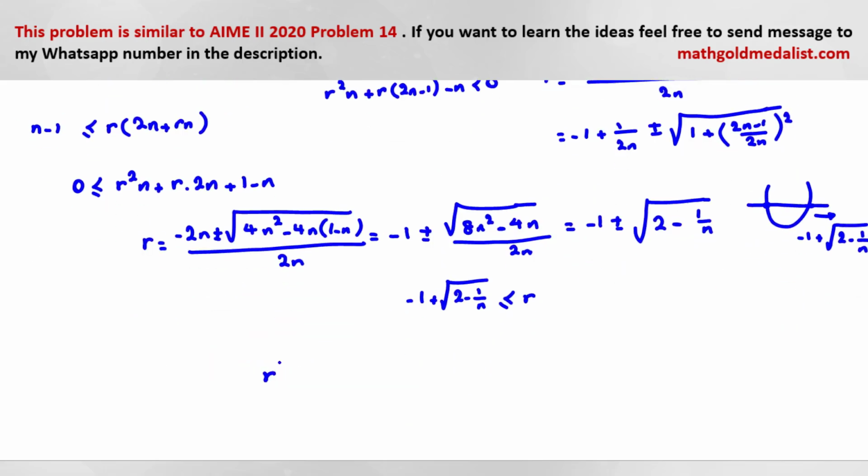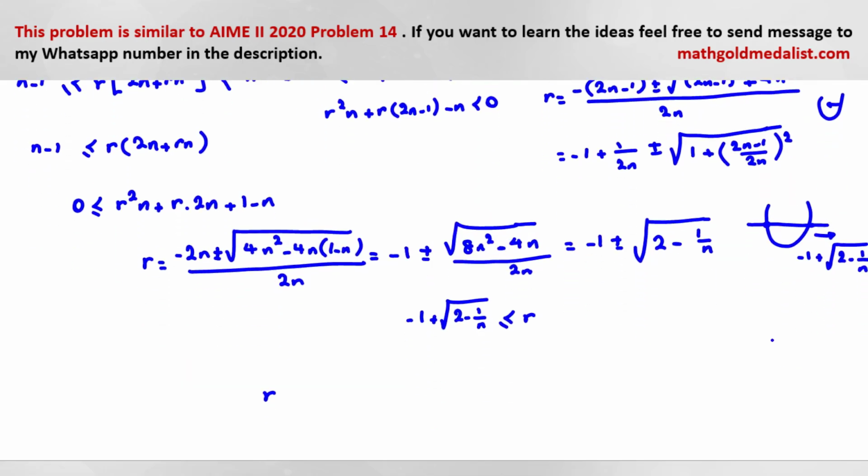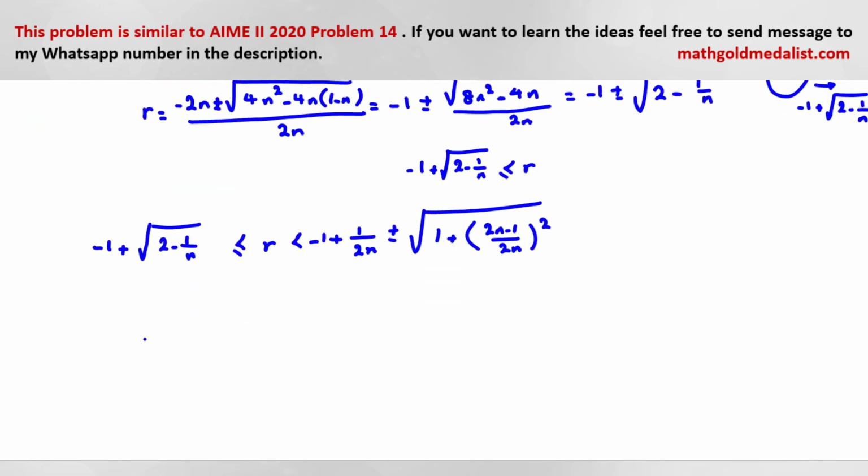Because r is less than this, r should be less than the larger root, right? So r is less than negative 1 plus 1 over 2n plus the square root of 1 plus ((2n minus 1) over 2n) squared, right? And do you agree also r is greater than or equal to negative 1 plus the square root of (2 minus 1 over n)? When n goes to infinity, what happens to the left hand side? The left hand side approaches the square root of 2 minus 1.